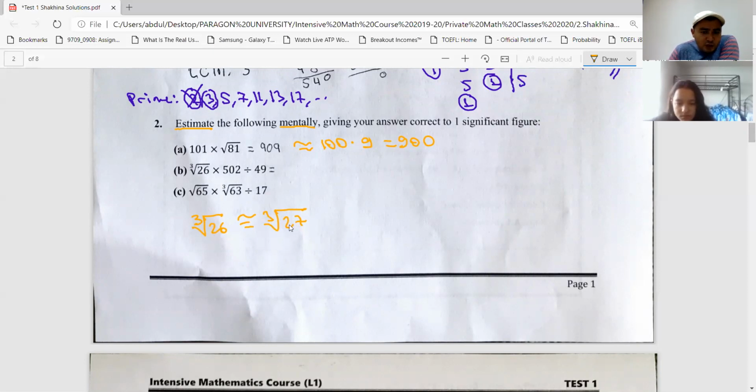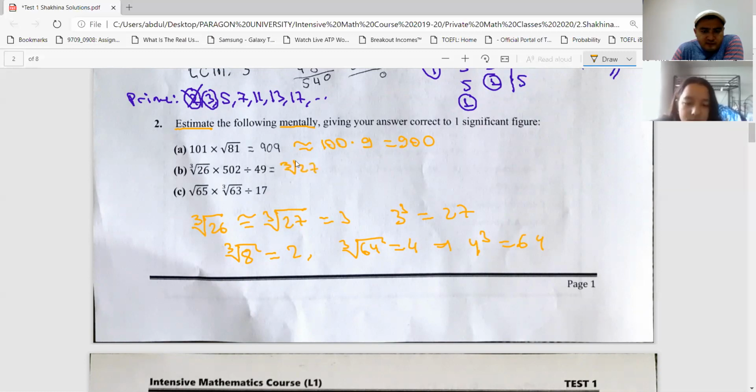Why 27? Because cubic root of 27 is equal to 3. Why? Because 3 cubed is equal to 27. Right, Shahina? What is cubic root of 8? It is 2, because 2 cubed equals 8. What is cubic root of, let's say, 64? That's equal to 4. Why? Because 4 cubed is equal to 64.